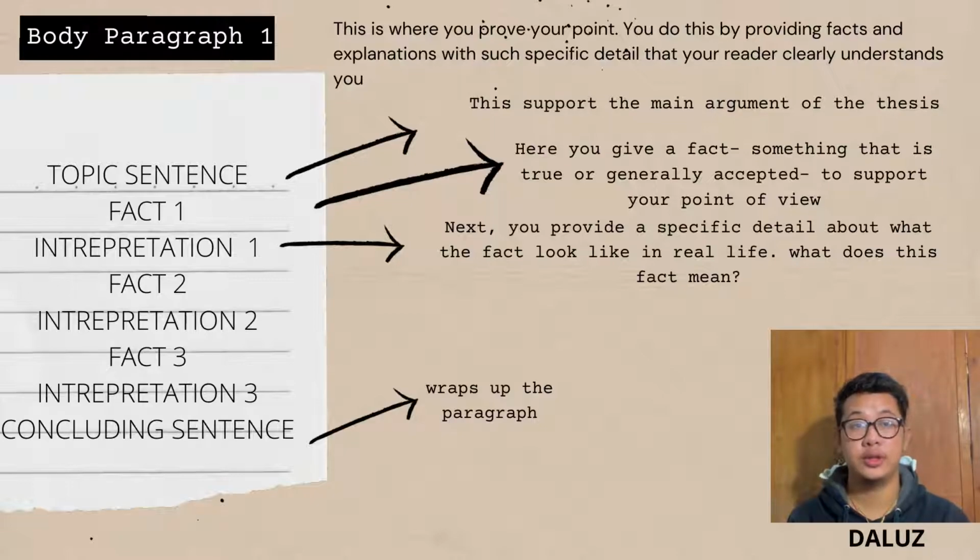Body paragraph number 1. This is where you prove your point. You do this by providing facts and explanation with such specific detail that your reader clearly understands you. We begin with the topic sentence. It supports the main argument of the thesis, and then we give a fact. We give something that is true and generally accepted to support our point of view, and then we want to follow that up with a specific detail of what that fact looks like in real life. What does that fact mean to the reader? And then, after fact and interpretation two and three, you'll have a concluding sentence that just wraps up the paragraph.